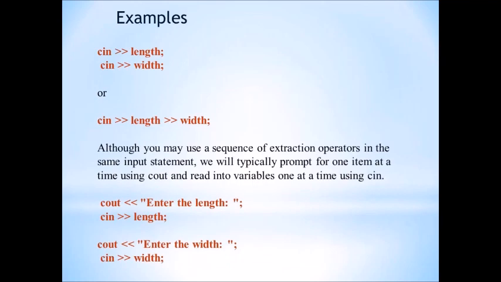So cin extraction operator length, cin extraction operator width. Simple. You may use a sequence of extraction operators in the same input statement. That is, you can write it as one statement, cin extraction operator length and extraction operator width. That is the multiple variable case. And we will typically prompt for one item at a time using cout and read into variables one at a time using cin. See the example below. It's for understanding purpose.